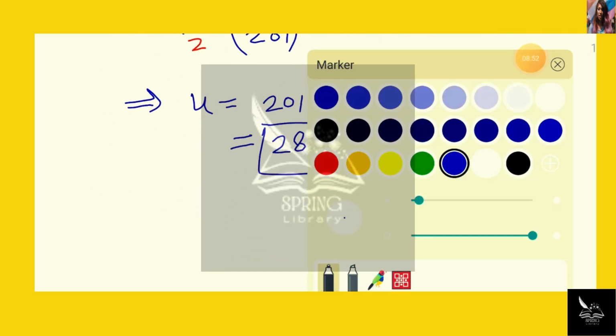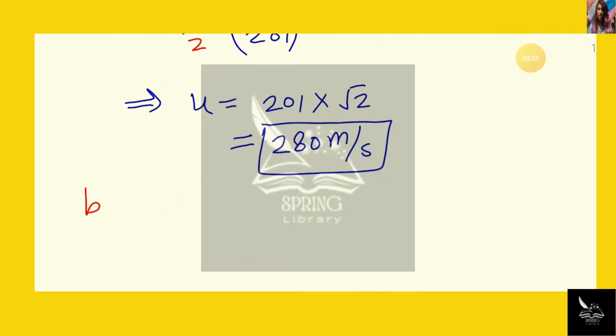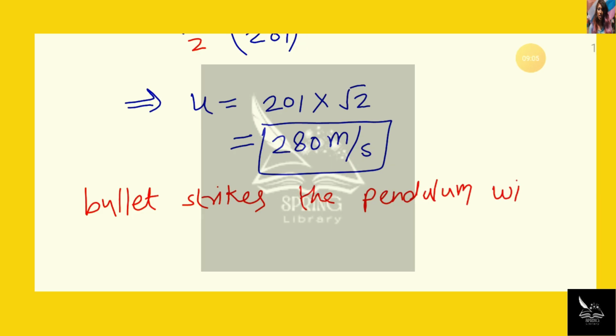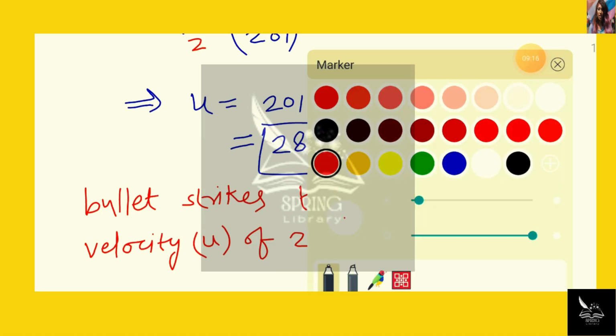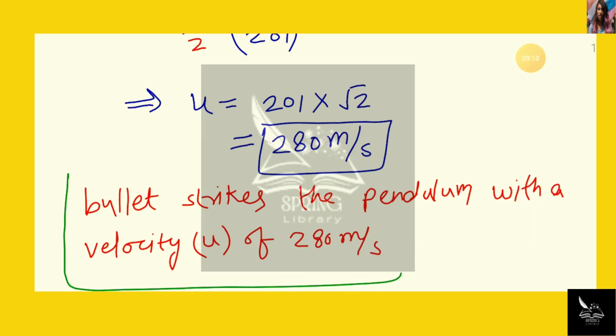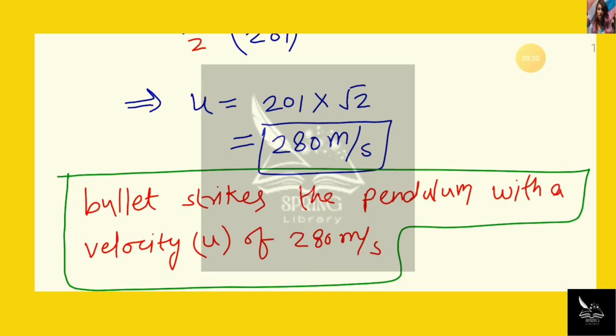That means the bullet strikes the pendulum with a velocity u of 280 meter per second. So I have solved the question completely. Thank you.